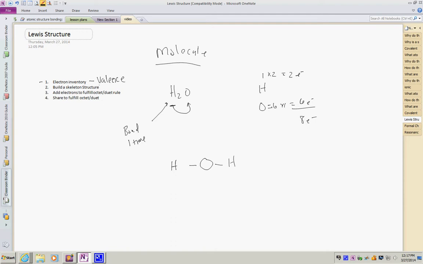So the skeleton structure simply uses single bonds. Now again, each dash stands for electrons. So I've used 4 electrons of my 8 original to just set up my skeleton.